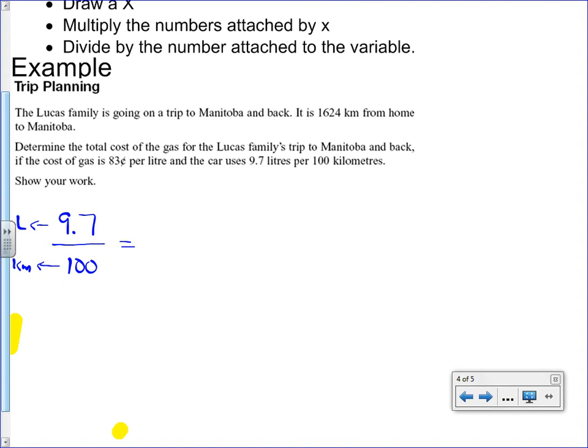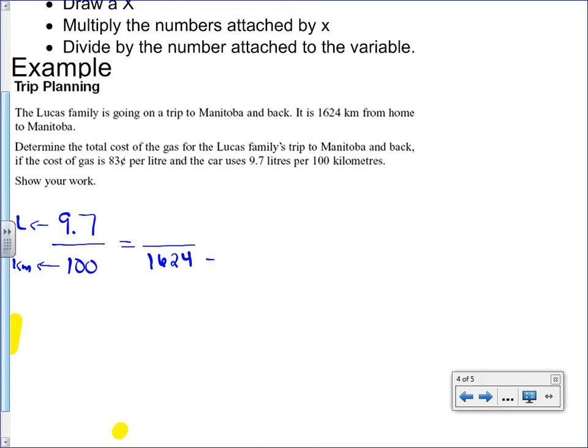I have to set up a second ratio. This is liters, this is kilometers. I'm going to be writing liters over kilometers in this second one. What number will I put in there? Nick, would you put 1,624 instead of 100? Not instead of 100, but on the other side. Yeah, I'm going to put it here, 1,624.